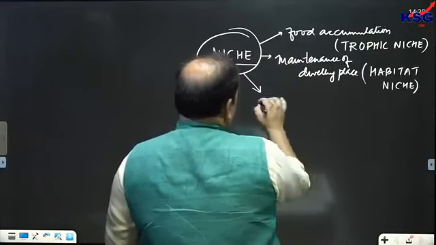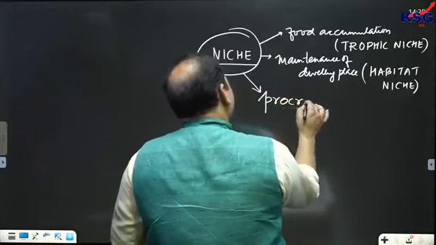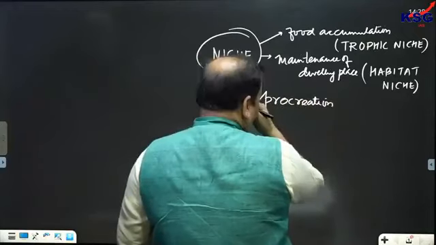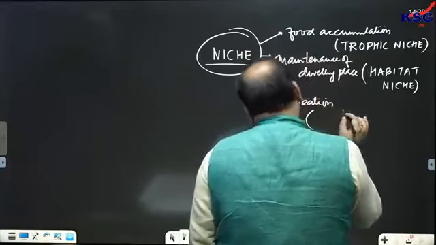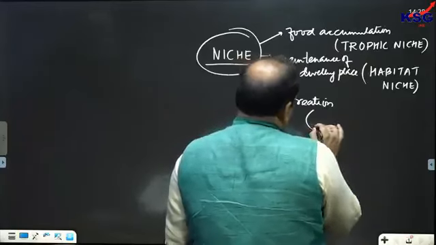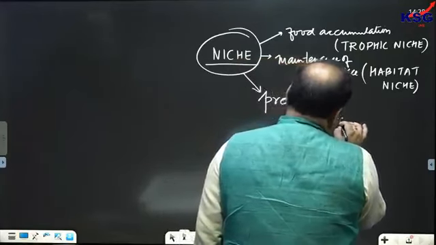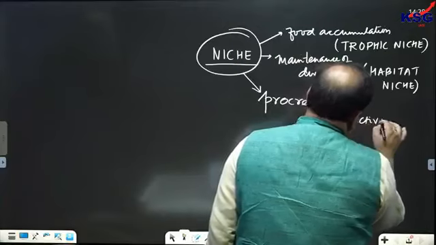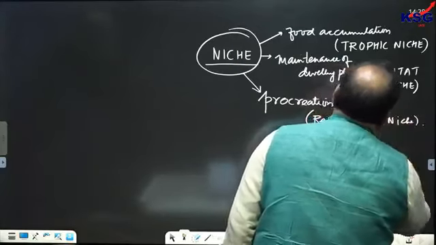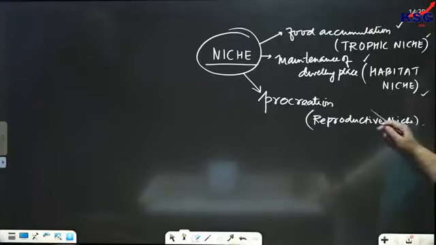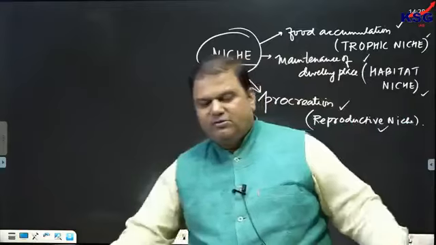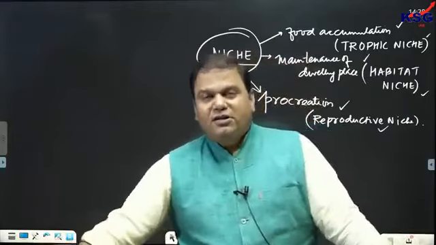And if the function is procreation, meaning generation of new ones, it is referred to as reproductive niche. So if the function is food accumulation, trophic niche. If the function is maintenance of dwelling place, then it's called habitat niche. If the function is procreation, then it would be called reproductive niche. Clear? So these are three types of niche.